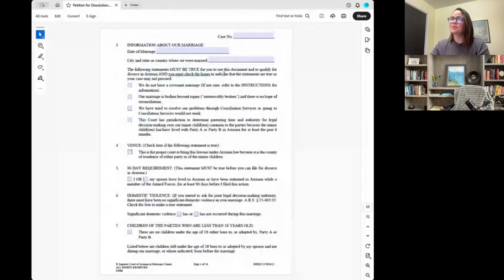Let's see. It's going to ask some information about your marriage here up top, when you were married and where. Some background information about the marriage, and then the court needs some information to know that they have authority to determine this dissolution and also the type of marriage it was so that they know how to proceed. So if you have a covenant marriage, Arizona is one of only 3 or 4 states that even has covenant marriage options. It's a special process when you get married, you have to elect to have a covenant marriage. So if you have a covenant marriage, you'll know. And that's a different process. So we're checking these boxes here.